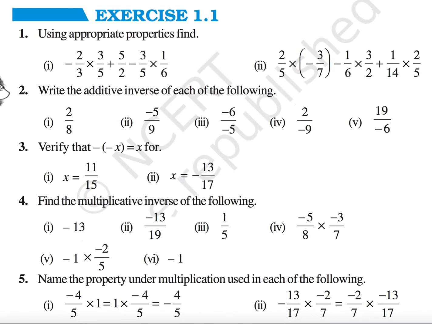Okay, this is exercise 1.1. This is where we stopped in the last session. Using appropriate properties, find this value. Okay, we will use appropriate properties to find this value. If you observe carefully, what are the common elements, the common factors here and here. See, 3 by 5 is common. Okay, what else is common?